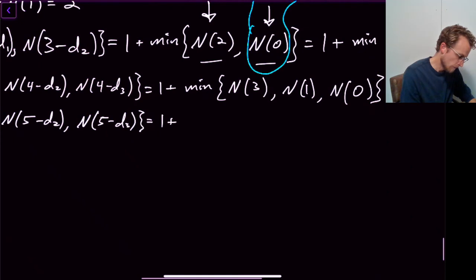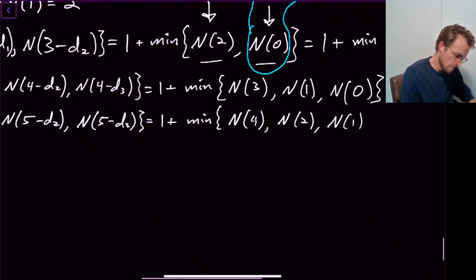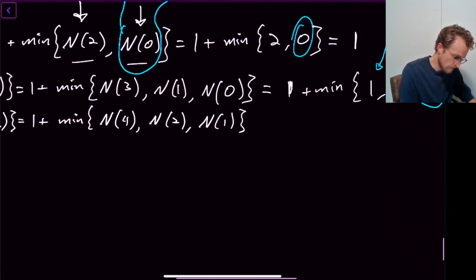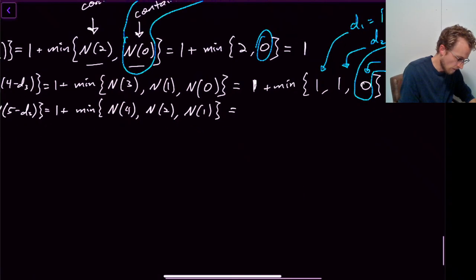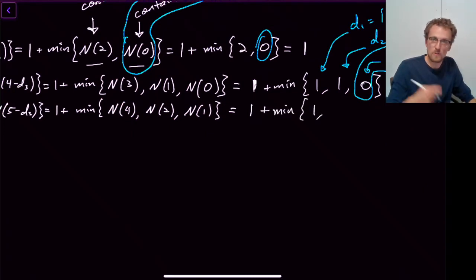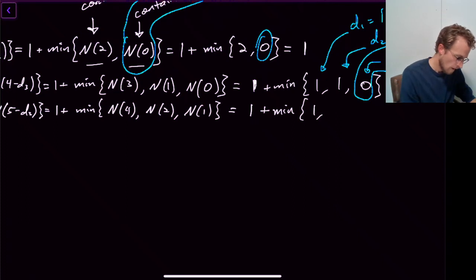So this is 1 plus the minimum of n of 4, n of 2, n of 1. Okay, we know these numbers. These are all numbers that show up in our table. So this is 1 plus the minimum of 1, right? Because it takes 1 coin to make change for 4, 2 coins to make change for 2, and 1 coin to make change for 1.